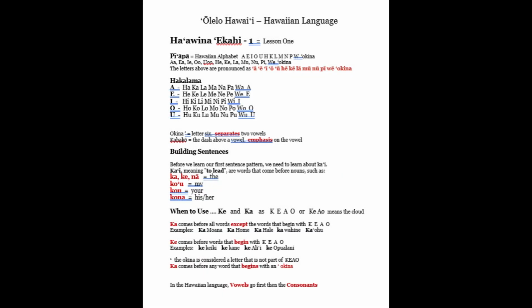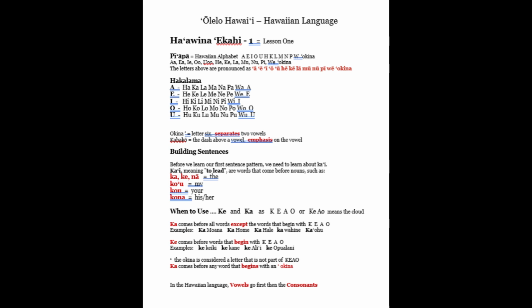Okay, so let's begin. ʻŌlelo Hawaii, or Hawaiian language. Haʻawina ekahi, or lesson 1. Piapa, that's the Hawaiian alphabet. We have A, E, I, O, U, H, K, L, M, N, P, and W, and the Okina. The Okina is equal to a letter, and that separates two vowels.